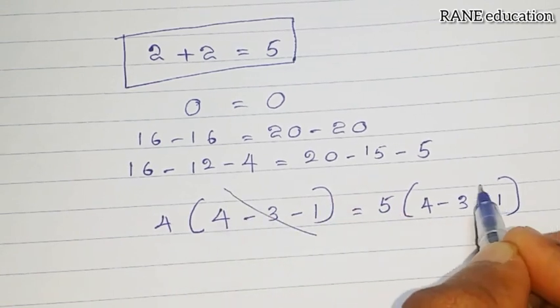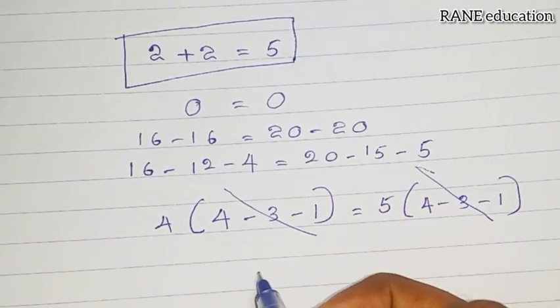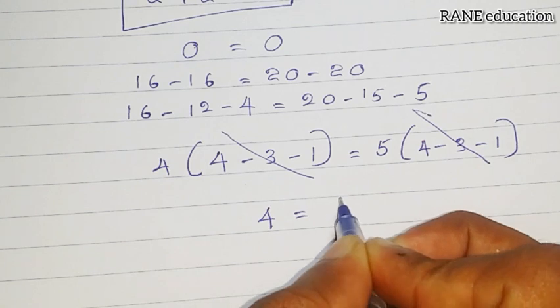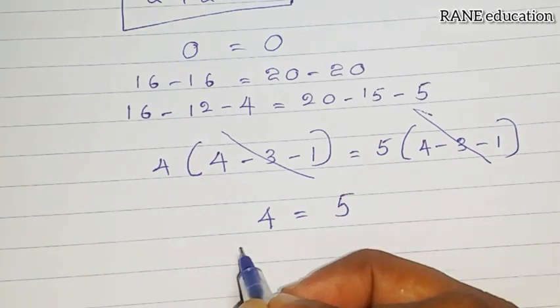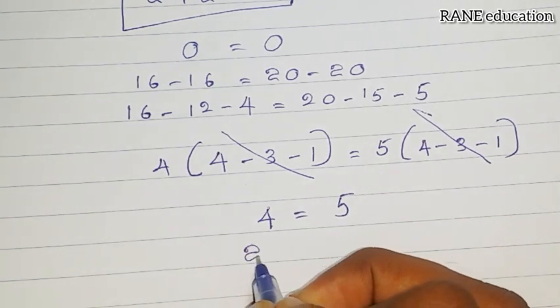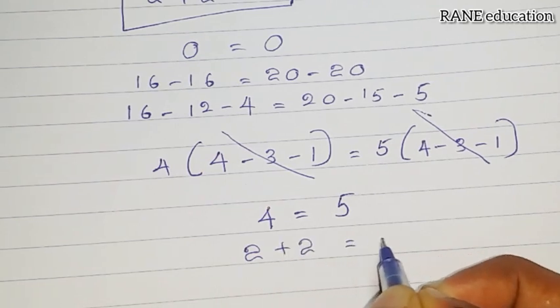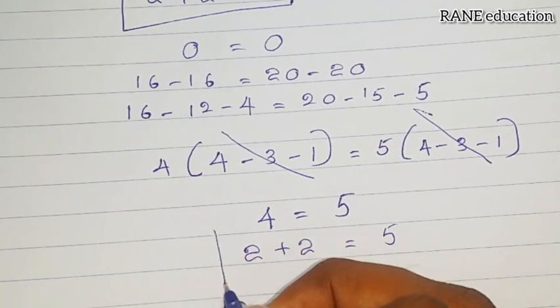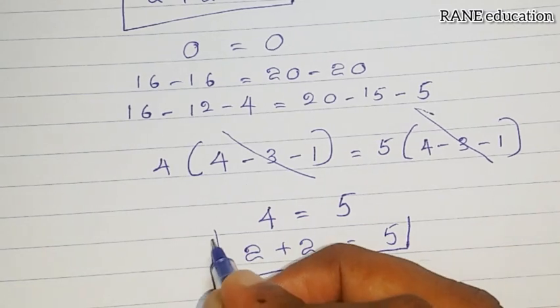You can see the same value on both sides. We can neglect them. After that we have 4 equals 5. We can write 4 as 2 plus 2 equals 5. It is proved that. What is the wrong place?